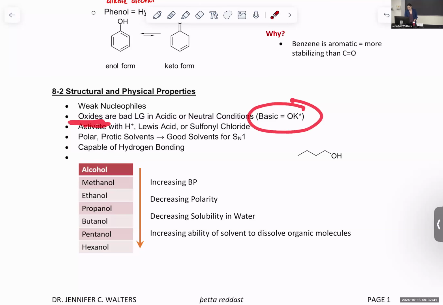We said unless we already are starting with an O-. If you're in basic conditions, so you already have an O-, then you can make O-. If you are in acidic or neutral conditions, in your mechanisms, don't kick out alcohols. You will need to activate them first. You would protonate it first, add an acid, do something else. You're not going to just kick out an OH. In basic conditions, if you're starting with an O-, then it's okay.